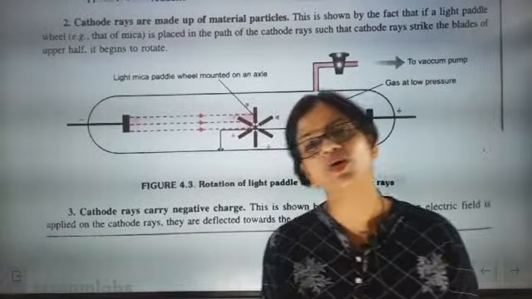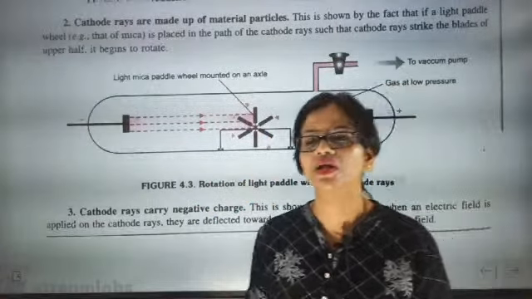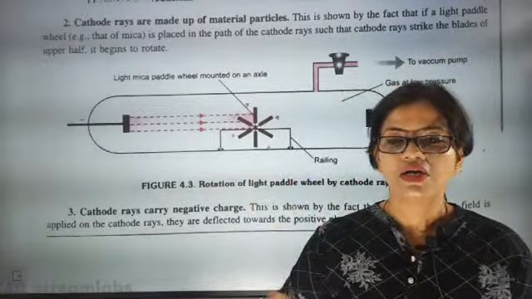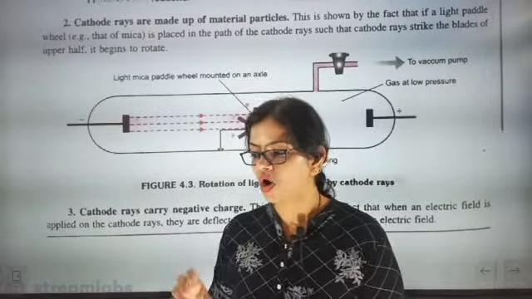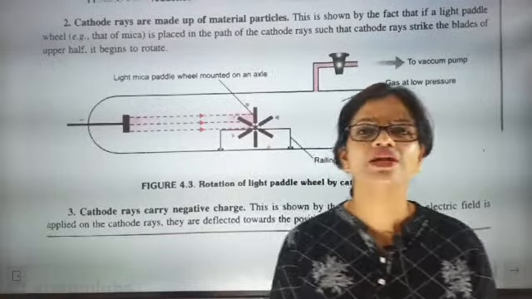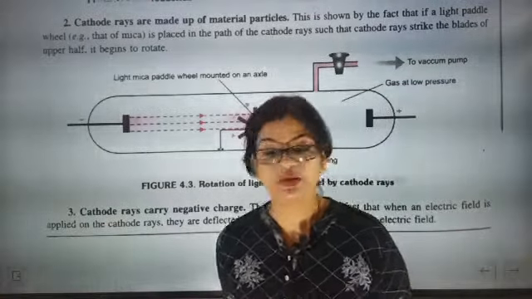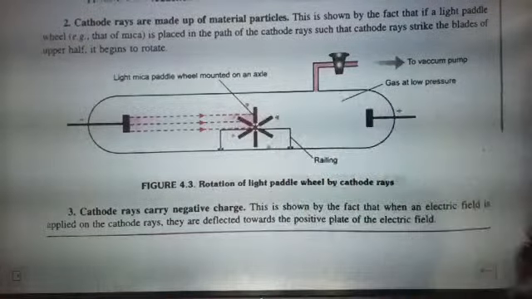The next important question is, at what atmospheric pressure did the cathode rays get emitted from the cathode? At what particular pressure have the cathode rays been emitted?